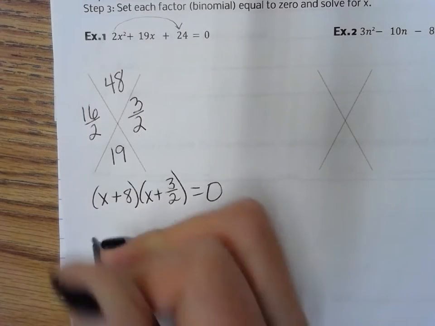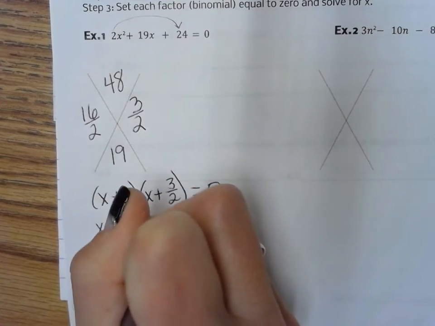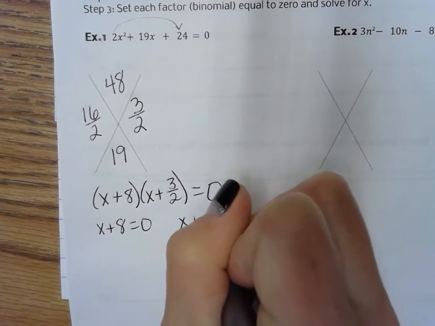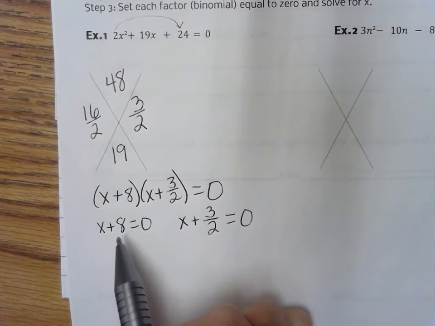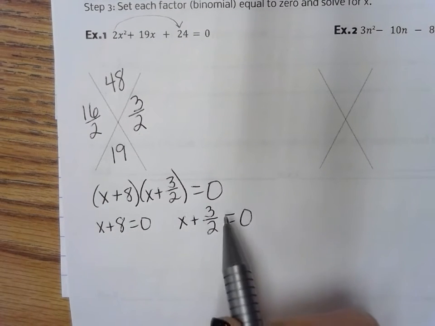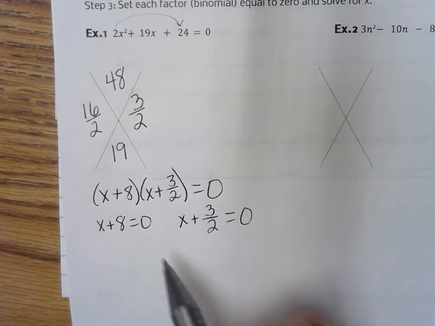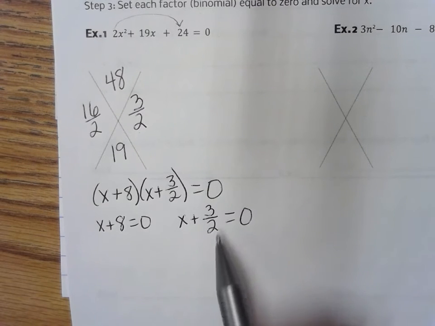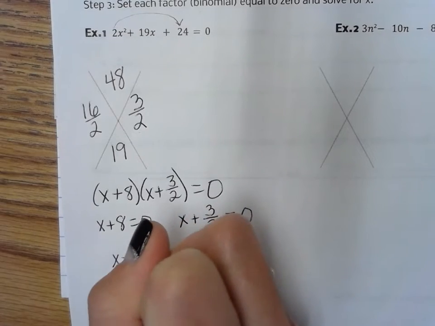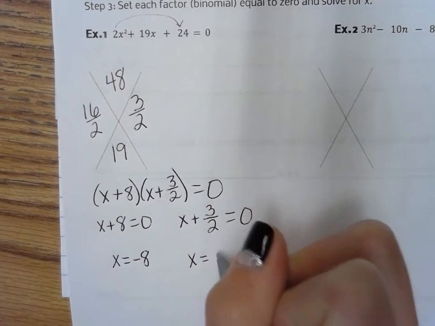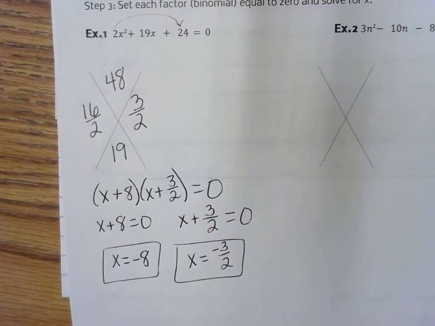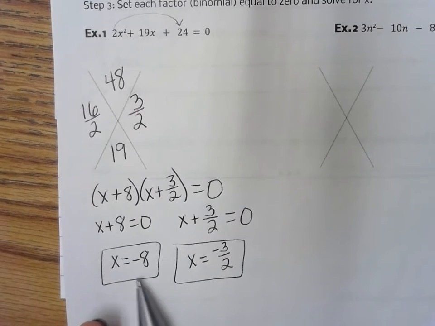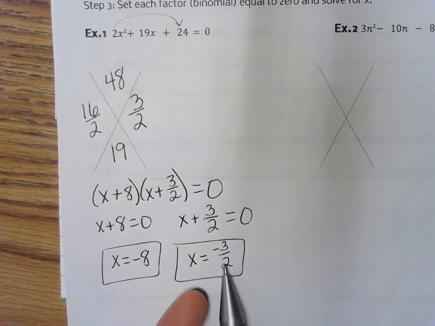If that is equal to 0, one of these things has to be 0. Either x plus 8 has to be 0, or x plus 3 halves has to be 0, or both. And then these should look like easy equations to solve. So x equals -8, or x equals -3 halves, just by subtracting that over to the other side. So our solutions here would be x equals -8 and x equals -3 halves.